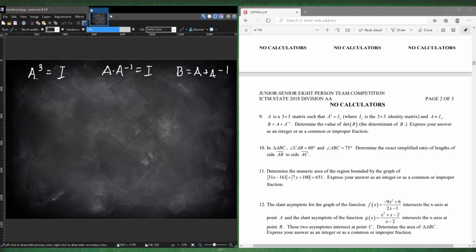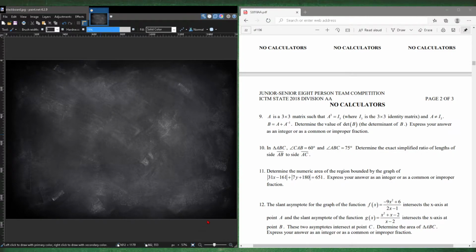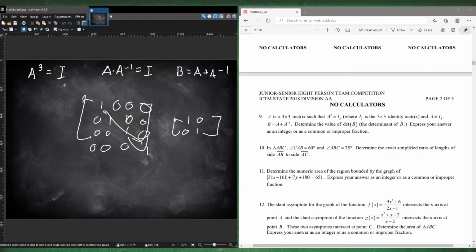Basically, an identity matrix is just like 1, 0, 0, 0, 1, 0, and then 0, 0, 1. Or if it's a 2 by 2, it's like 1, 0, and 0, 1. And the 4 by 4 would be basically 1, 0, 0, 0, and so on. Basically something like that. But this is a 3 by 3, so we're going to focus on our 3 by 3. So delete this.